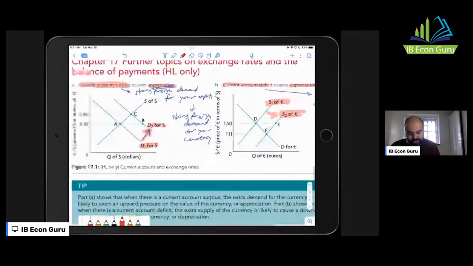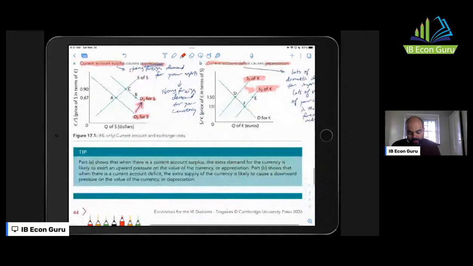causes it to depreciate. Okay, so part A shows when there's a current account surplus, the extra demand for the currency is likely to exert an upward pressure on the value of the currency or cause appreciation. While part B shows that when there's a current account deficit, the extra supply of the currency is likely to cause a downward pressure on the value of the currency or depreciation. So in the case of a current account surplus, there is extra demand. In the case of a current account deficit, there is extra supply of your currency.